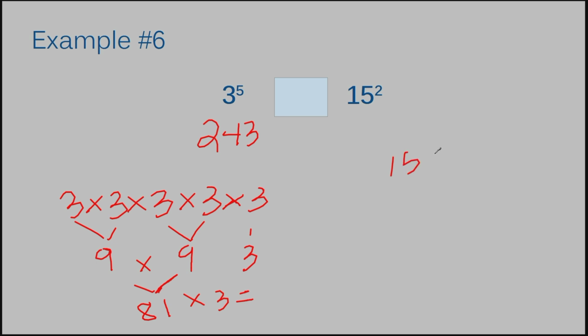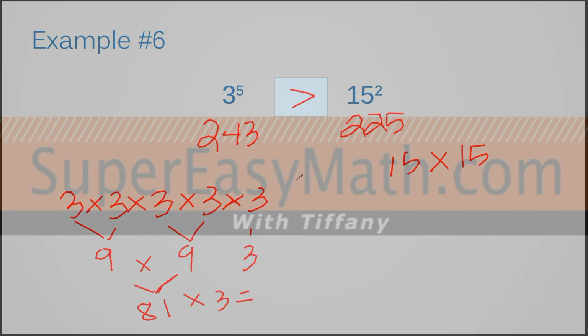Now we need to solve this side. The 15 to the second power means I need to write 2 15s, because the exponent always tells me how many times. Just like over here, we had an exponent of 5. That means I have 5 threes to multiply. Over here, my exponent is 2, so I have 2 15s to multiply. 15 times 15 is 225. So I need to write a greater than, less than, or equal to sign. 243 is larger than 225, so that means I'm writing a greater than sign. The alligator wants to eat the larger number. That's my last example.